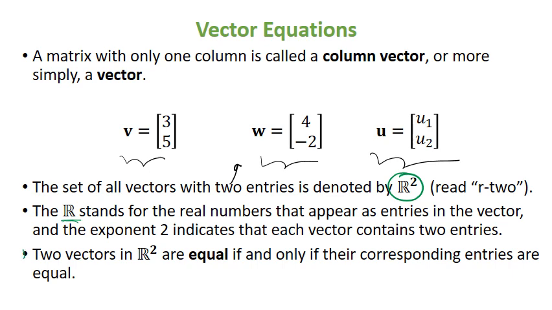And it's pretty straightforward to know that two vectors are considered equal if their corresponding entries are equal. So if I have this matrix, it's important to know that it is not equal to this matrix because the entries are different. Yes, the numbers are the same, but the entries themselves are different.